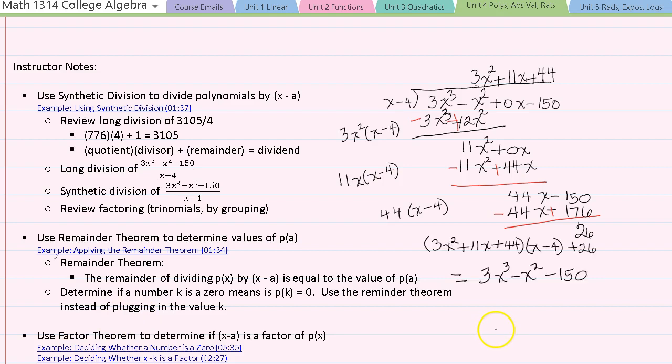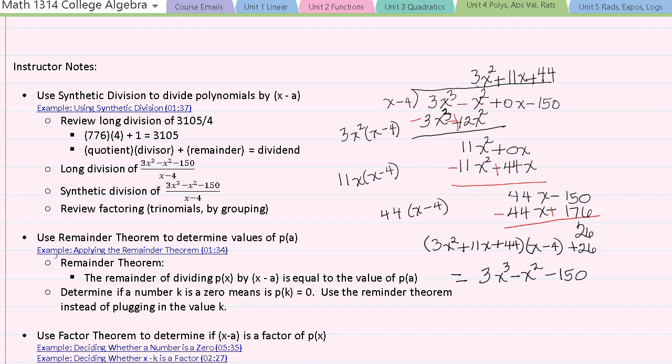So you want an easier way of dividing polynomials? We do have an easier way, but it is very limited. We can use synthetic division when we want to divide polynomials by a divisor that is in the form of x minus some number a. So let's do the same problem of 3x cubed minus x squared minus 150 divided by x minus 4.